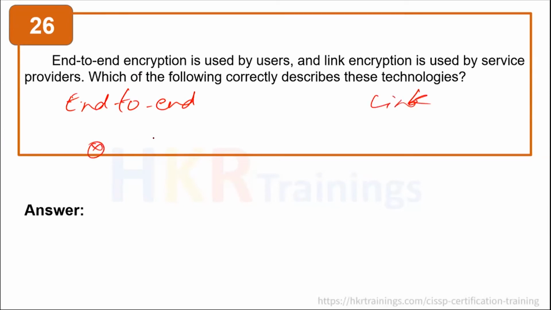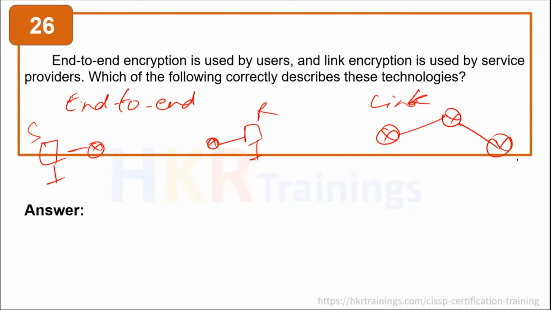So what is happening is this is a router, this is a router, and here's my sender, here's my recipient. Again, this is a router, this is a router, this is a router. There can be switches in between. There can be firewalls in between. But this is how it generally looks.